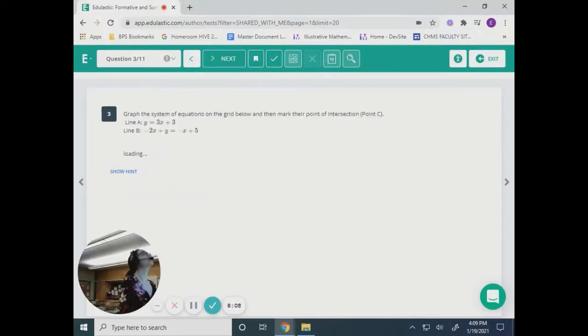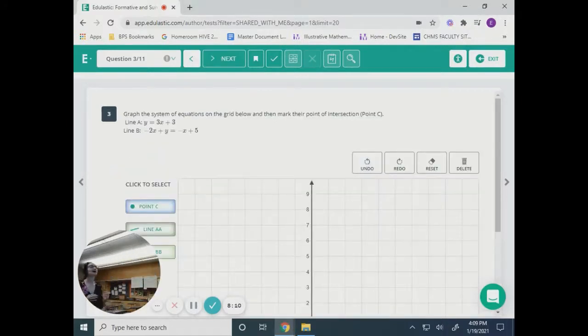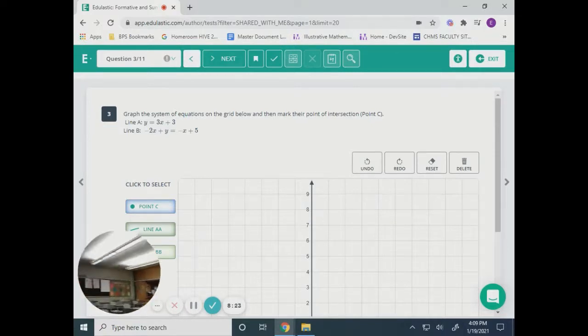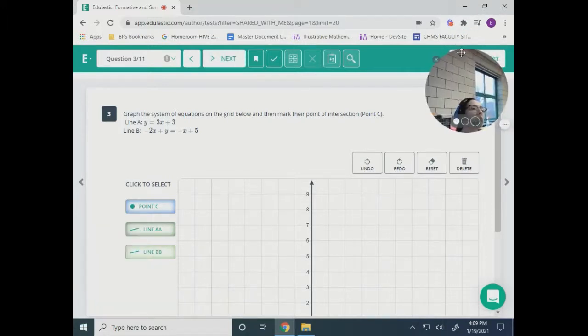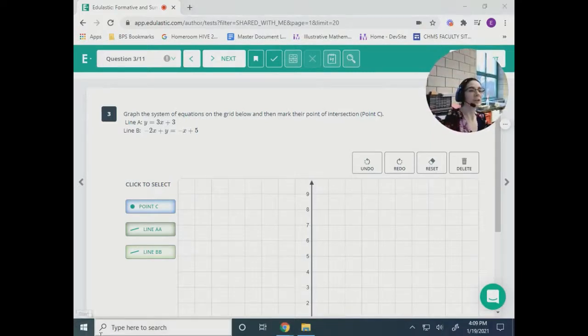Here we go. Let's take a look at number 3. Number 3 says: graph the systems of equations on the grid below and then mark their point of intersection, point C. So what I'm going to do is come around here, because this requires me to do some clicking. Give me one moment while I turn my screen back and let's take a look at it together. Okay, so I'm going to move myself out of here. And we look at this guy here.